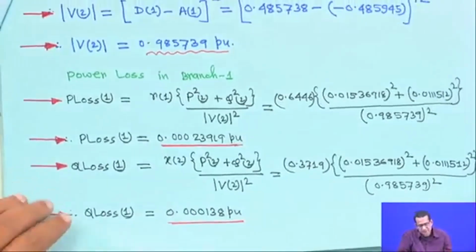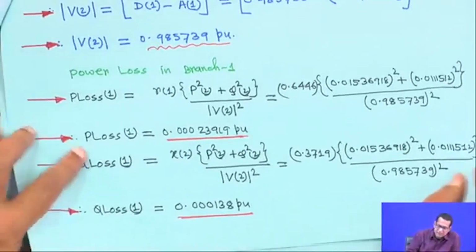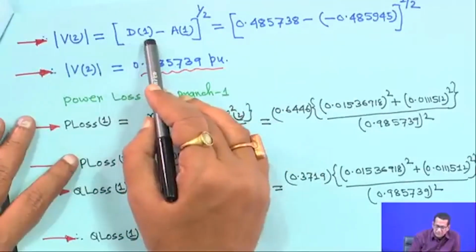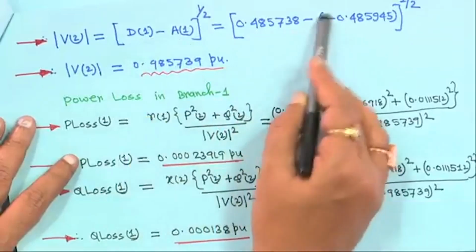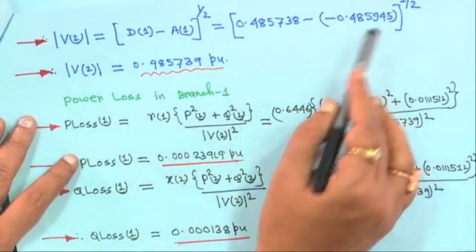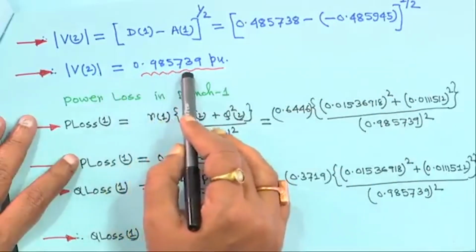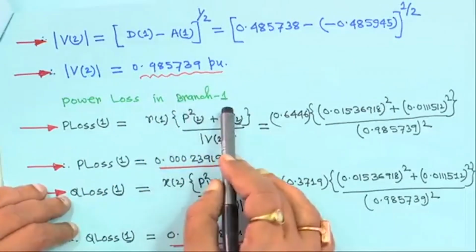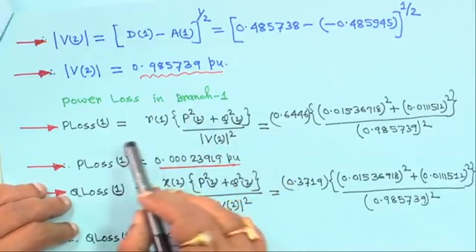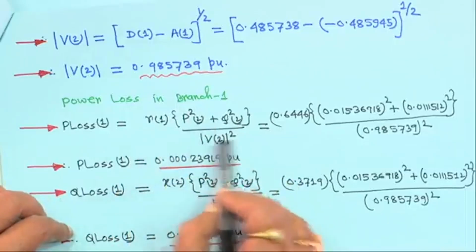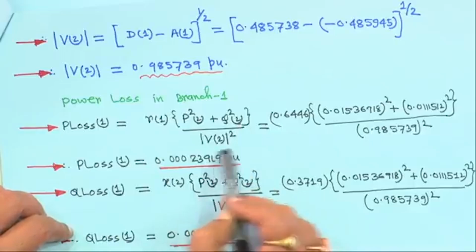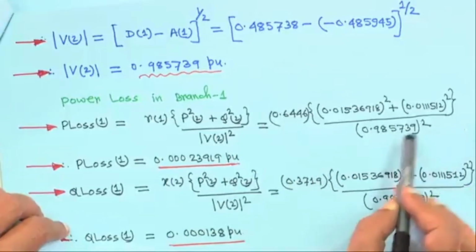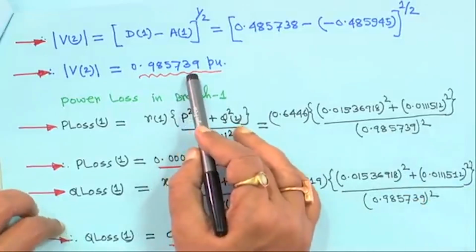Therefore, that voltage equation, V is equal to D minus A to the power half, right. So, you put here the D1 value and A1 value. So, this one minus bracket minus of this one. This will become 0.985739 per unit. This is the voltage magnitude. Now, power loss in branch 1 in the second iteration. Same formula, P loss 1 is R1 into P2 square plus Q2 square upon V2 square.